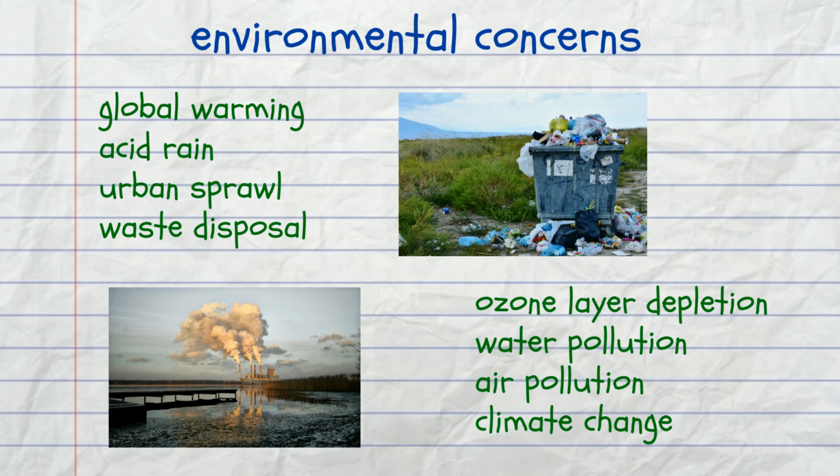We're destroying the world we live in with our negligence of the environment. Due to human activities, now we have global warming and acid rains. Urban sprawl and ineffective waste disposal eliminate habitats of animals. Water and air pollution destroy ozone layer and cause climate change that in the end may kill us all.